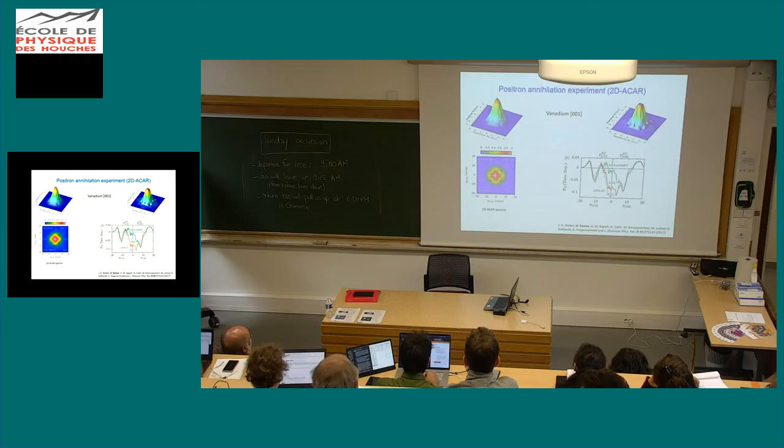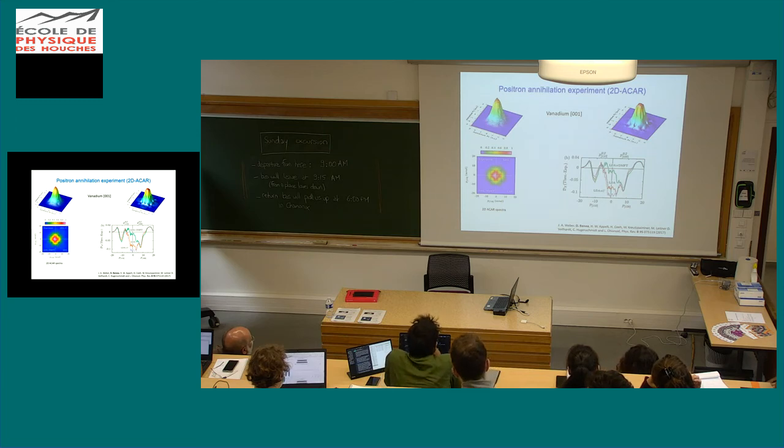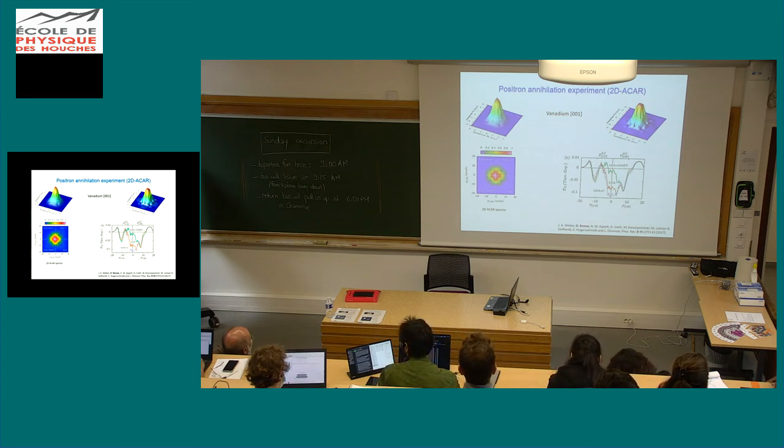Then we checked against the experiments. Here is the 2D ACAR spectrum. It looks like this for the vanadium, and here is our calculation. These measurements were done by the group in Bristol of Professor Dugdale, but at that point we only checked the correspondence between these two. So we were not going further.